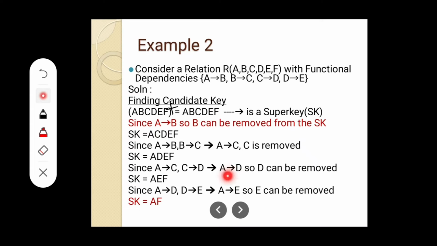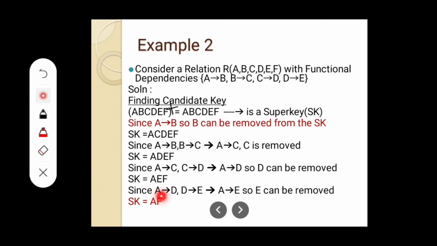So you apply this A determines D here. Can we take transitivity in this? A determines D, anything starting with D? D determines E. That means A determines E. A determines D, D determines E, that implies A determines E, which means that A is determining E. So we don't require E. E can be removed. So from this, E will be removed. So the final super key is AF.